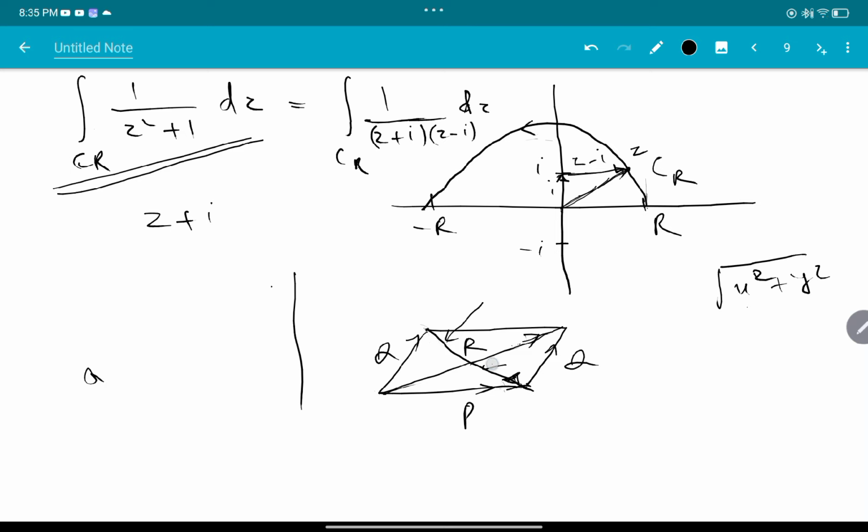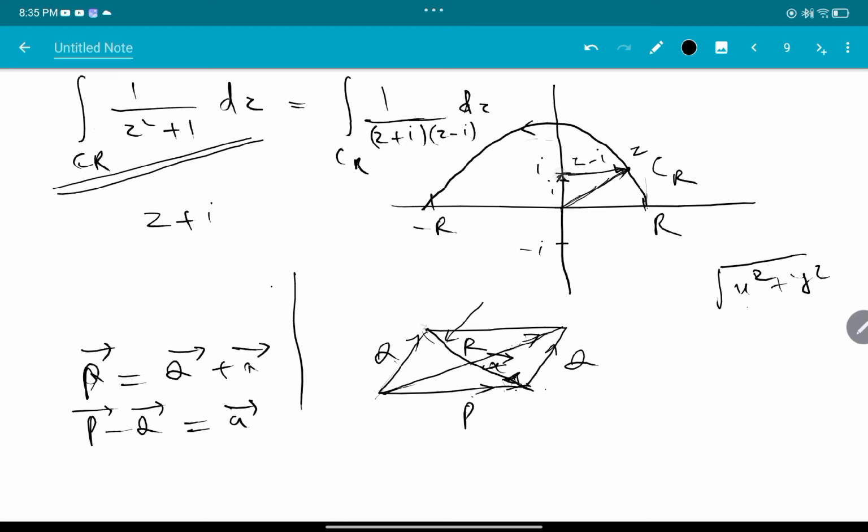So this is A. Now look, the head of this is on the tail of this. Then according to the triangle of vector addition, P is equal to Q plus A. If you transpose Q to this side, you get P minus Q equal to A. This means that this A is the difference of these two. That is what it is here.